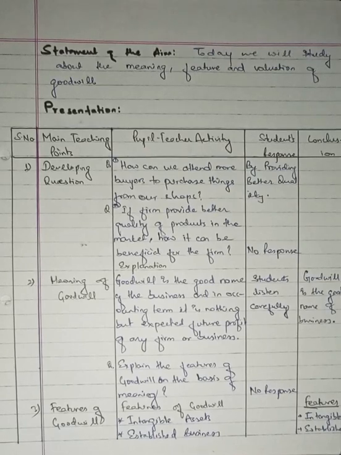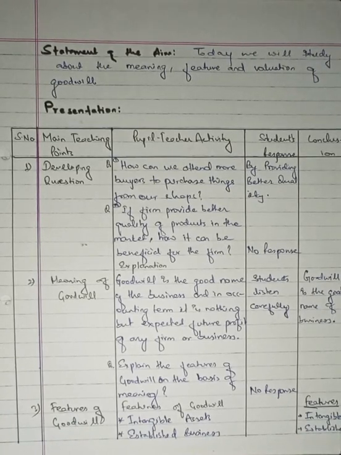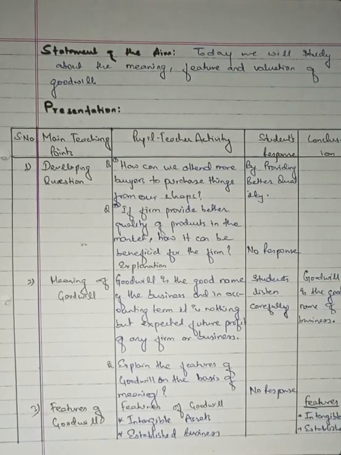So the first developing question is, how can we attract more buyers to purchase things from our shops? The students' response is by providing better quality products, or by providing better quality to the customers. So if a firm provides better quality of products in the market, how can it be beneficial for the firm? There is no response from the students.